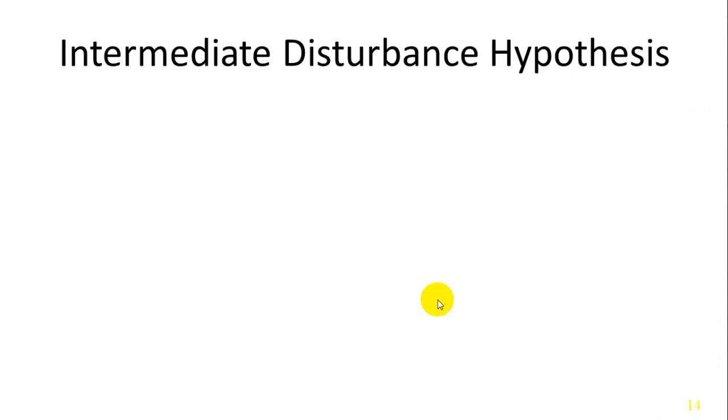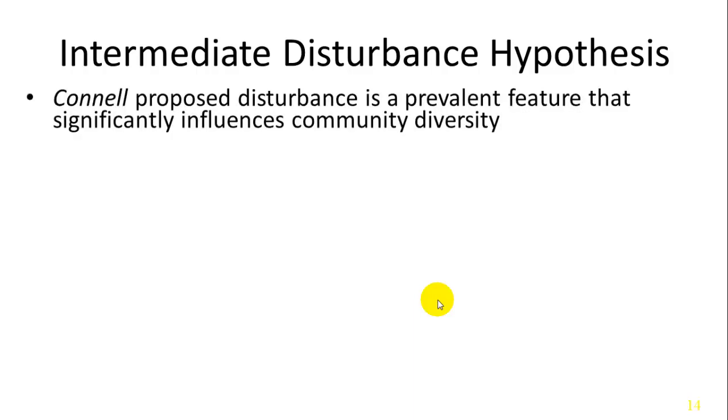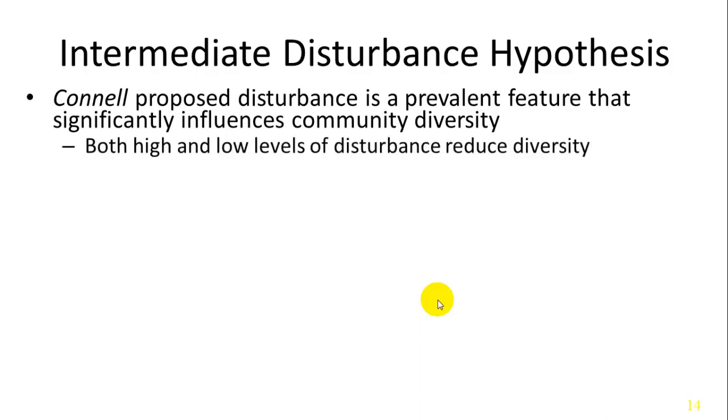So one of the theories is how frequent or how intense disturbance is going to affect the community structure. The intermediate disturbance hypothesis is that disturbances that are not too frequent but not too spaced out will increase the diversity the most. So both high and low levels of disturbance reduce diversity. High levels of disturbance are going to make it so that only R-selected, colonizing species are going to be abundant.